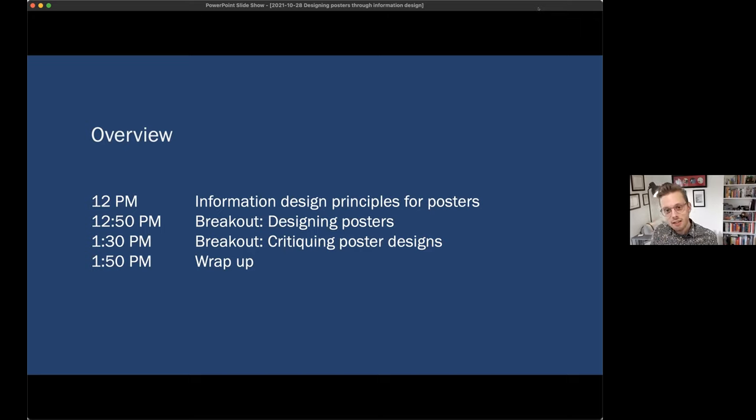And then after that, the second part of the event today will be workshop oriented. So you'll be broken out into small groups and you'll be given the task of designing a poster based on the principles that I introduced in the first lecture portion. And then after that, you'll have an opportunity to do some critiques of the poster designs that you create in your workshop groups. And then at the end, we'll wrap up. I'll offer some additional resources for future learning and answer any questions that might be lingering along the way.